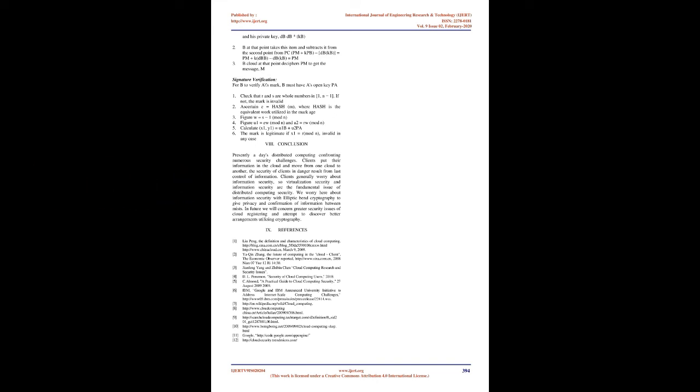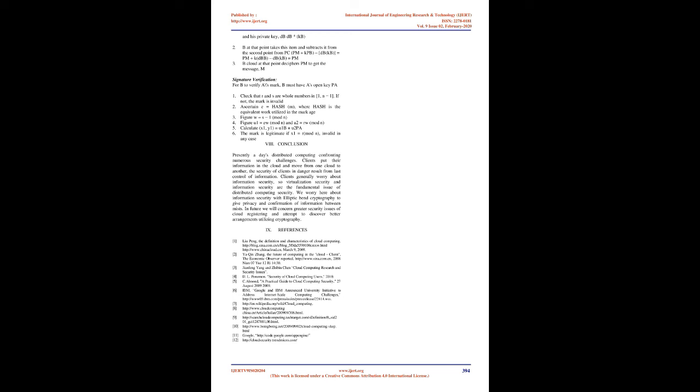1. B computes the product of the first point from PC and his private key, dB times kB. 2. B then takes this product and subtracts it from the second point from PC: PM plus kPB minus dB kB equals PM plus k dB B minus dB kB equals PM. 3. B cloud then decodes PM to get the message, M.